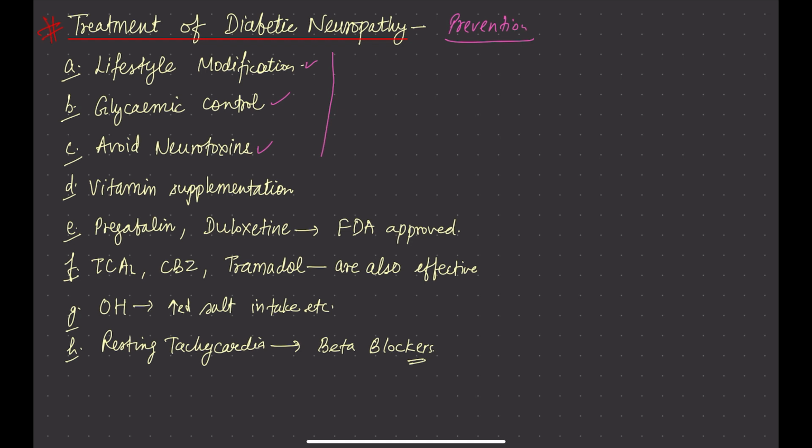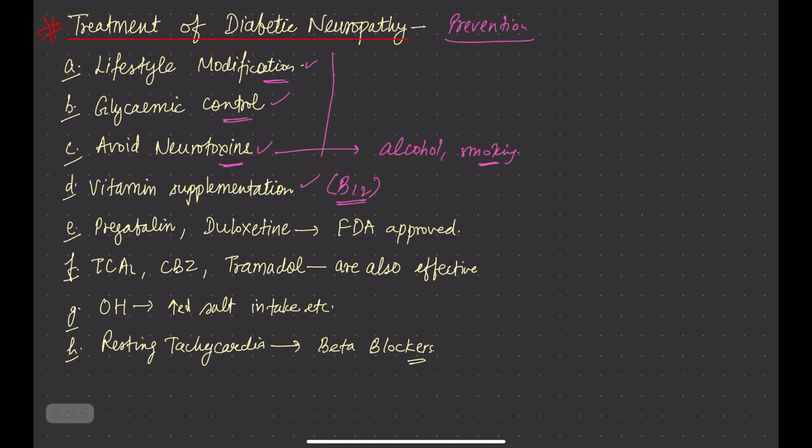Though what can be done as a part of treatment is lifestyle modification, good glycemic control, and avoiding neurotoxins like alcohol and smoking. Then there is vitamin supplementation, which is very effective. Metformin can reduce the absorption of vitamin B12, so it is very important to give vitamins, for example, B complex, especially B12, which helps in the formation of myelin.